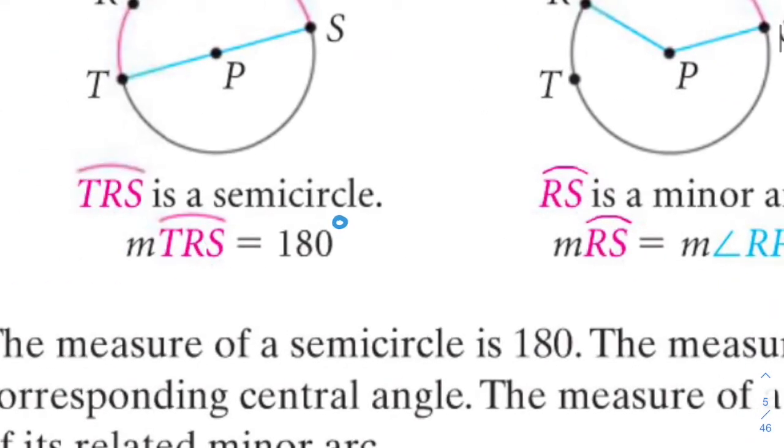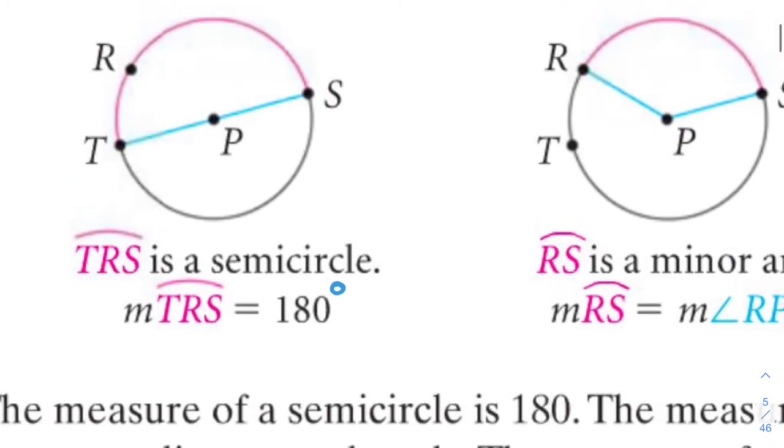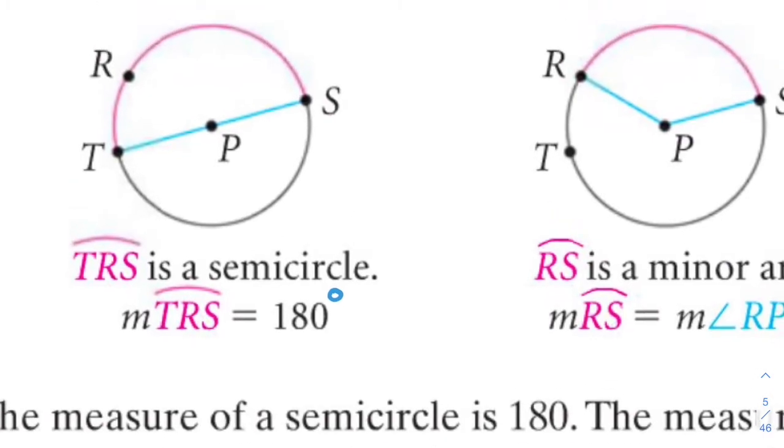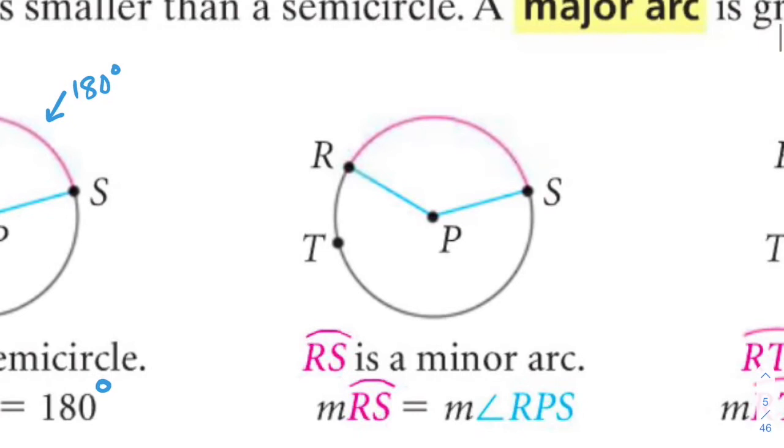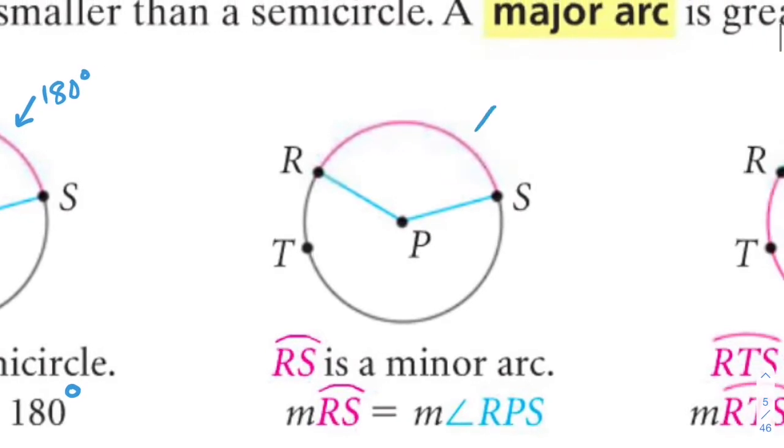Notice how the notation, I like to put a degree measure here. So the measure of semicircle TRS is 180 degrees. So arc TRS has a 180 degree measure. It's not a length, it's not a distance. It's not like you're walking around the edge of your pool. The edge itself is just represented as a degree measure. TRS is a semicircle.